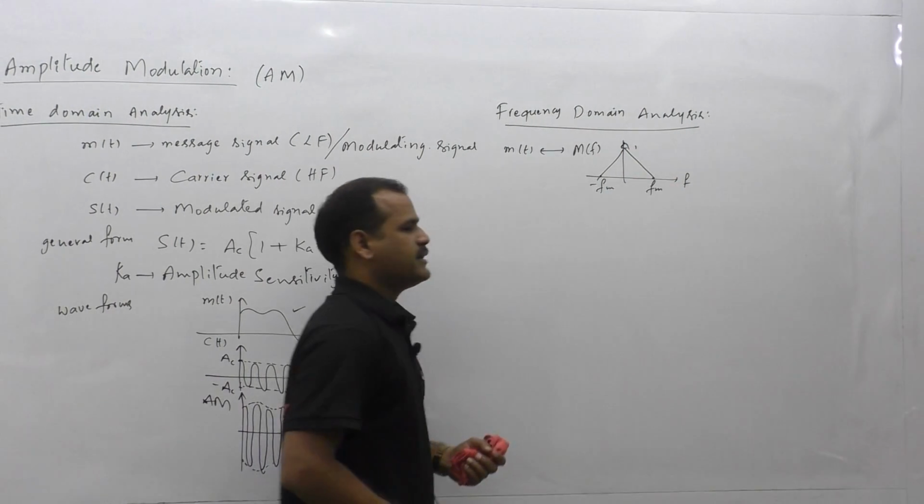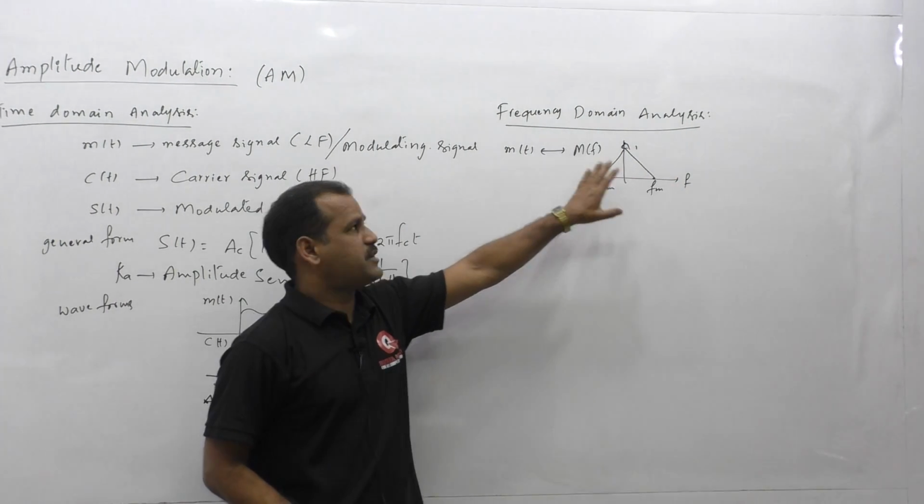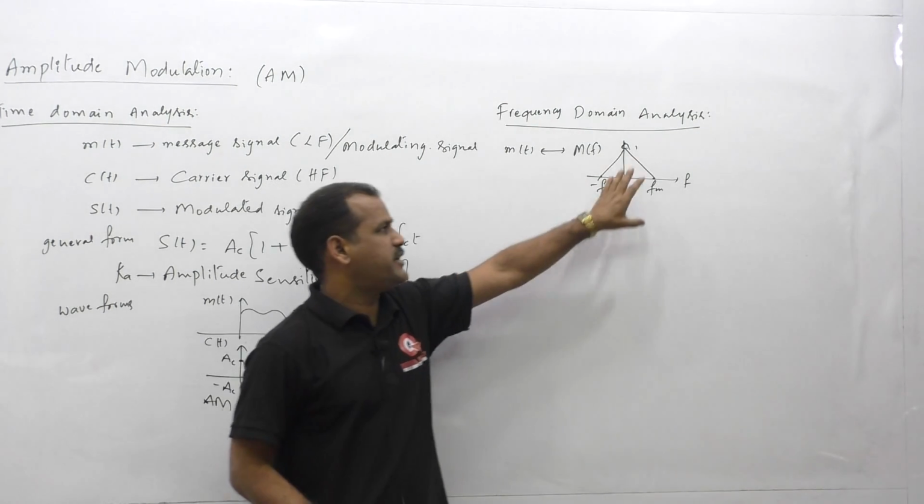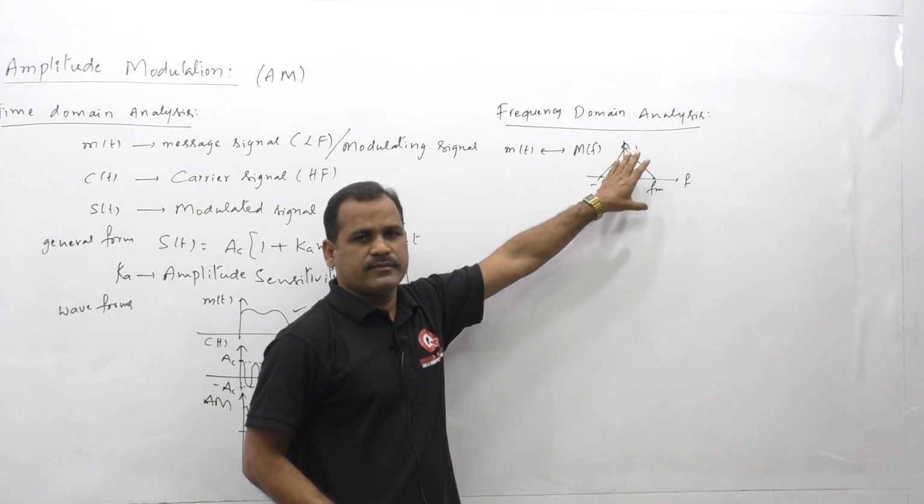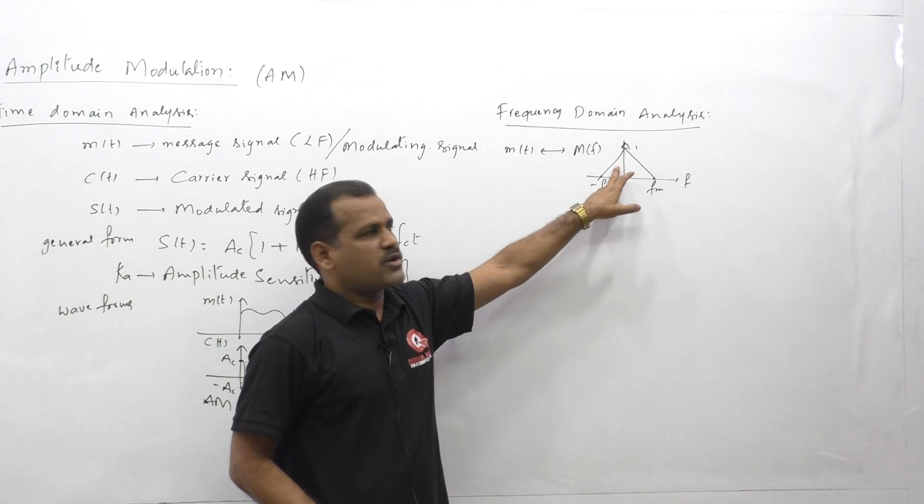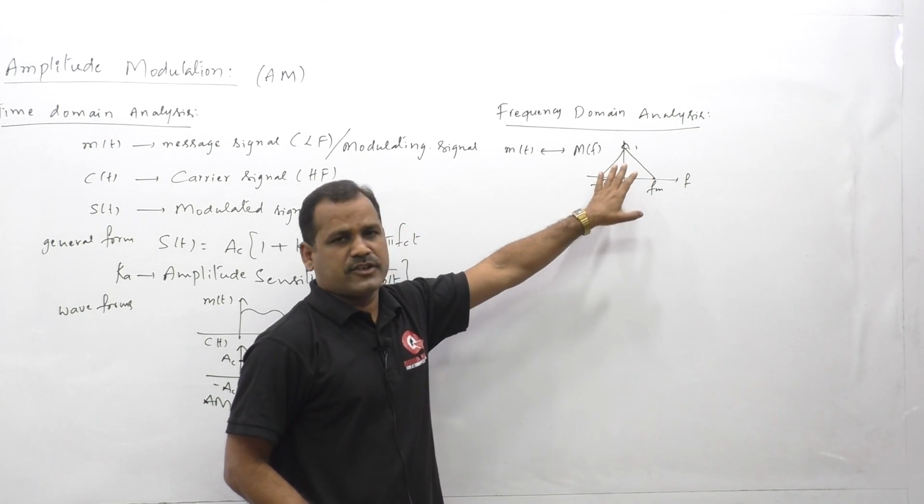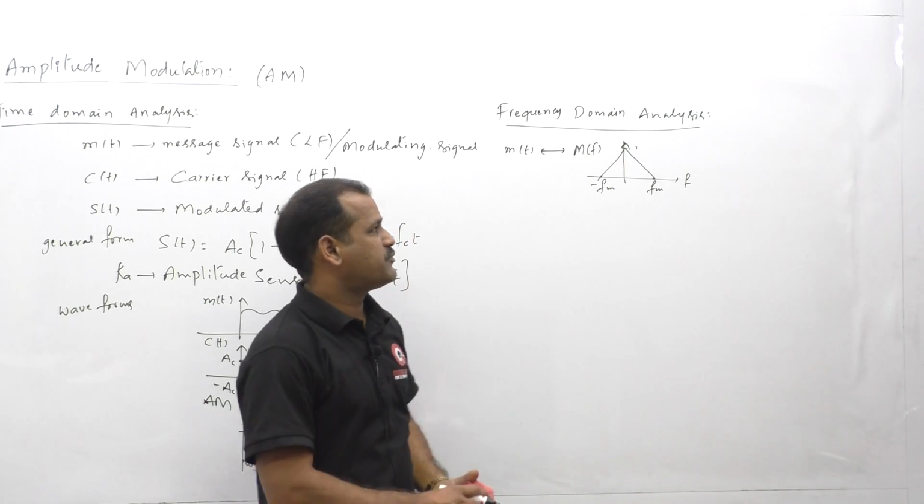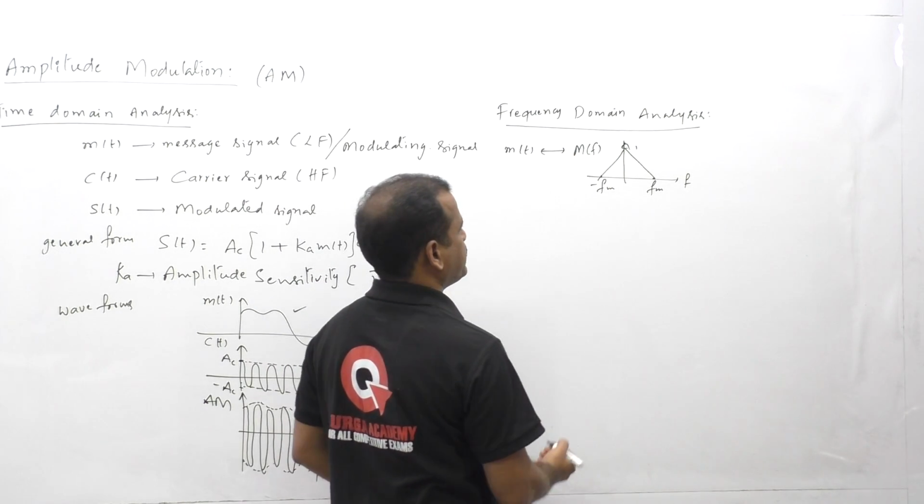I am considering the message signal spectrum like this, because m of t is an arbitrary signal, we can assume any wave shape for this spectrum. I am considering, for comfortability purposes, that the spectral analysis is more comfortably analyzed with a triangular shape. So let us consider this triangular shape for this message signal of arbitrary type.